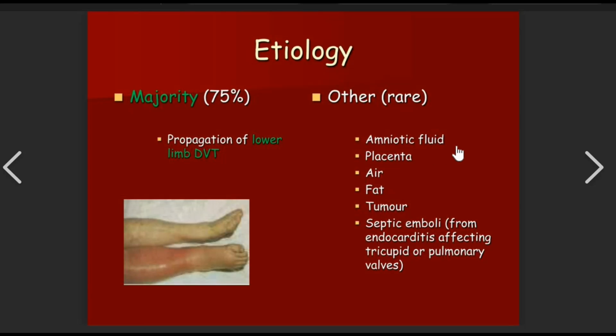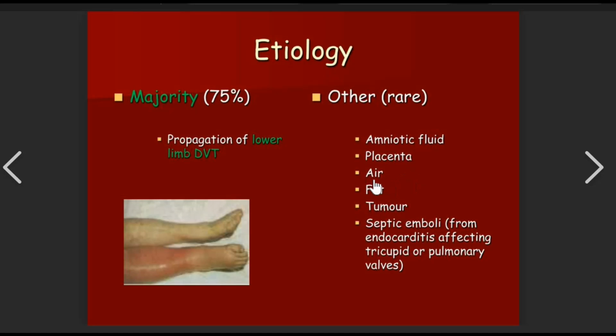Amniotic fluid emboli. The amniotic fluid is found in the uterus. It surrounds the baby, but when the fluid escapes into the maternal circulation, it can lead to pulmonary emboli. Placenta. Small parts of the placenta that escape into the maternal circulation can lead to pulmonary emboli.